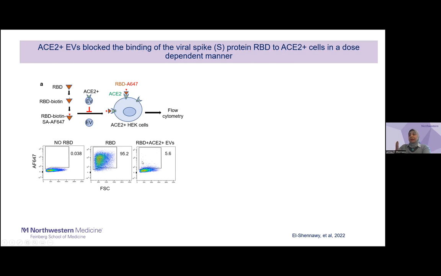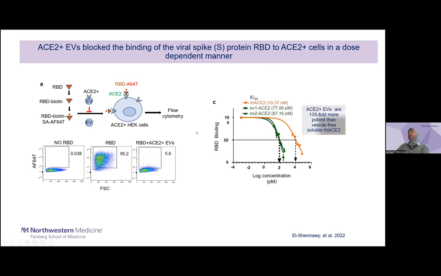events for the labeled ACE2 positive cells. So with this nice cell-based assay, we were able to find that those ACE2 positive vesicles from the HEC or the HeLa inhibited RBD binding to ACE2 positive cells in a dose-dependent manner. And in fact, when we compared them to soluble recombinant human ACE2, they were 135-fold more potent. We were very excited about this result, and so we wanted to confirm it with another model.